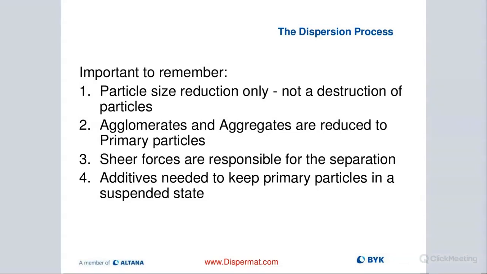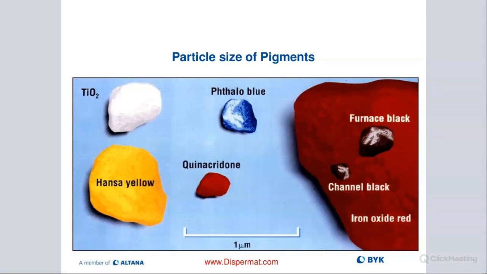When we have a larger cluster of particles, we call them agglomerates, and a smaller cluster would be called aggregates. We're trying to break up these binding forces and then really get them separated to bring them back down to the primary particle size. Shear forces are responsible for that separation. And then at the end, we need the proper additives to keep these particles in a suspended state so they don't flocculate back together. Our sister company, Big Additives, has a lot of good solutions for keeping these particles in a suspended state.